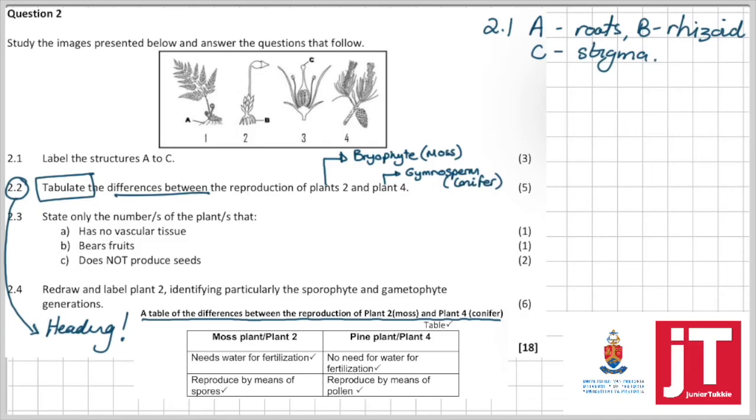Our heading underlined, and you'll see the 5th mark there is awarded for us answering the question in the form of a table.